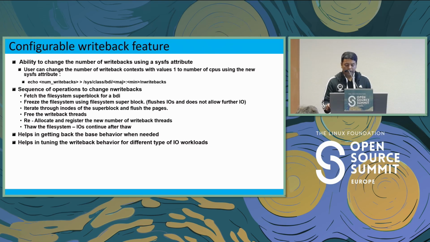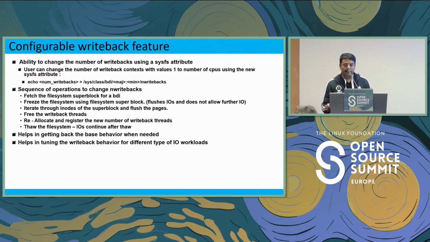We have implemented this through freeze and thaw of the file system. Before changing the writeback threads, we freeze the file system, and then we unfreeze it again. For freezing a file system, first we fetch the file system superblock for the backing device info, and then we freeze the file system. It flushes the IOs and also stops incoming IOs from coming further.